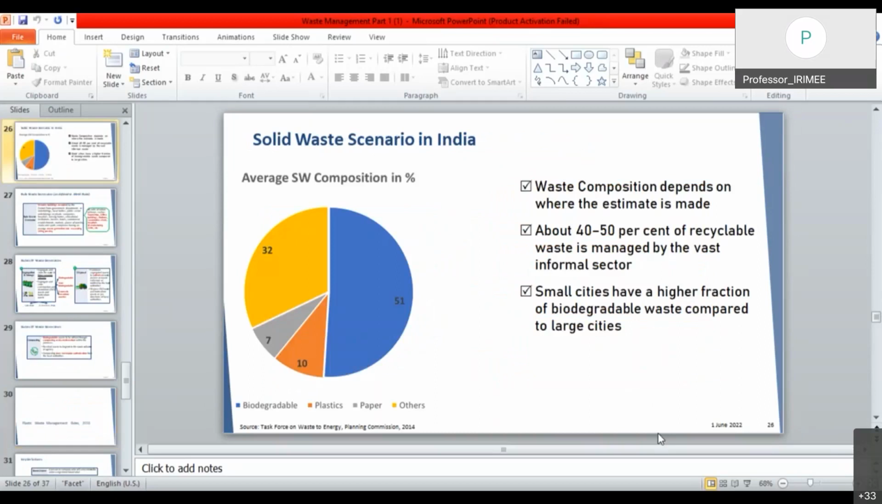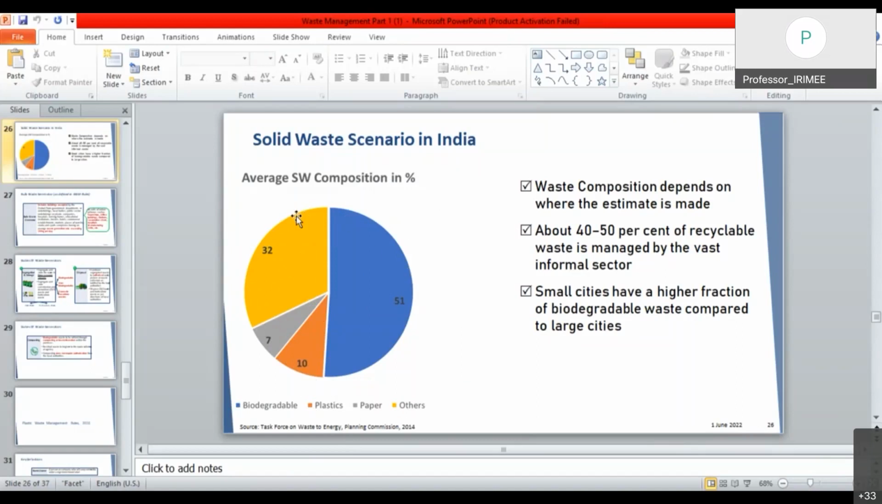Solid waste scenario in India. Average solid waste composition in India is like this. It is nearly 51% of the waste generated is biodegradable waste, 7% paper, 10% plastics and 32% other waste.